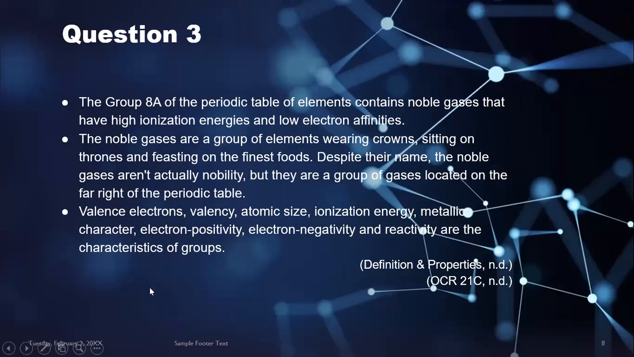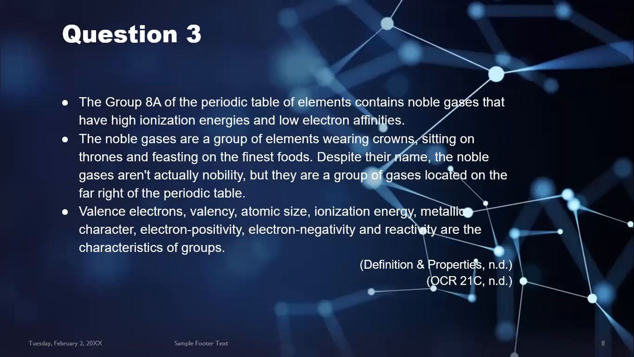Good morning, sir. I'll be talking about the group 8 elements. Group 8A of the periodic table contains the noble gases, which have high ionization energies and low electron affinities. The noble gases are a group of elements wearing crowns, sitting on thrones and feasting on the finest foods. Despite their name, the noble gases aren't actually nobility, but they are a group of gases located on the far right of the periodic table.